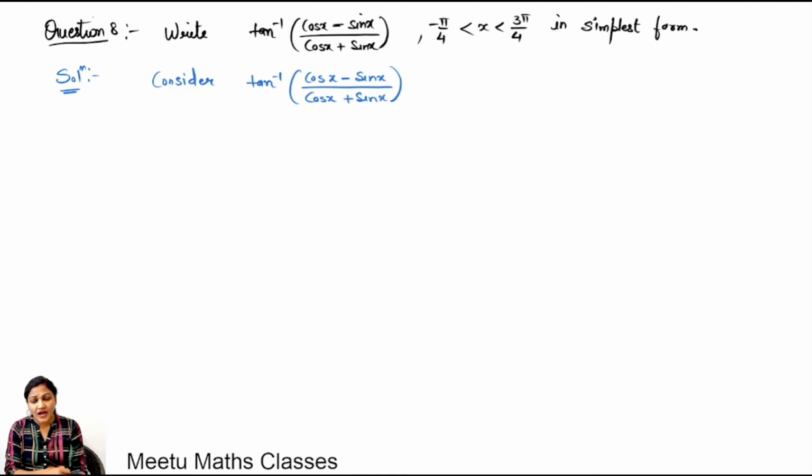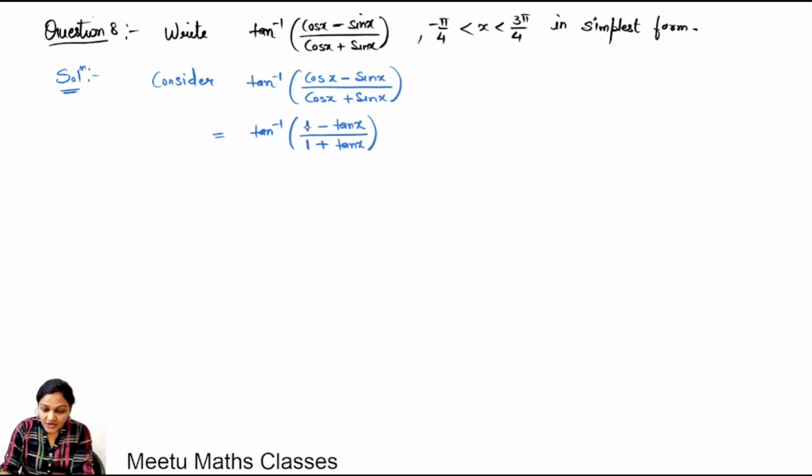Here our purpose is to convert (cos x minus sin x) upon (cos x plus sin x) into tangent of something. Now for that we can divide numerator and denominator by cos x here. So cos x divided by cos x will give you 1, minus sin x divided by cos x will give you tan x. Cos x divided by cos x will give you 1, and sin x divided by cos x will be equal to tan x.